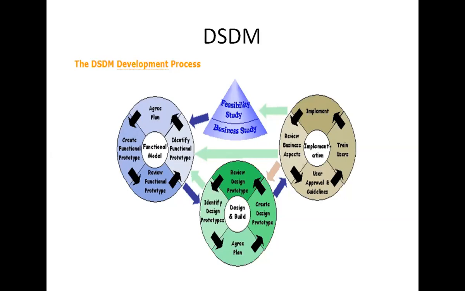Then the last one, implementation. The product is wrapped up, documentation is written and reviewed, and a review is drawn up comparing the requirements with their fulfillments in the product. The users are trained in how to use the system, and the users give approval to that system.